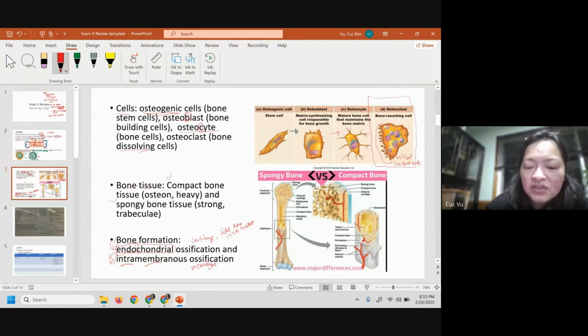Okay, so it's like a sandwich. Where endochondral ossification builds long bones, intramembranous ossification builds flat bones, because it forms kind of like a sandwich. Okay. All right.